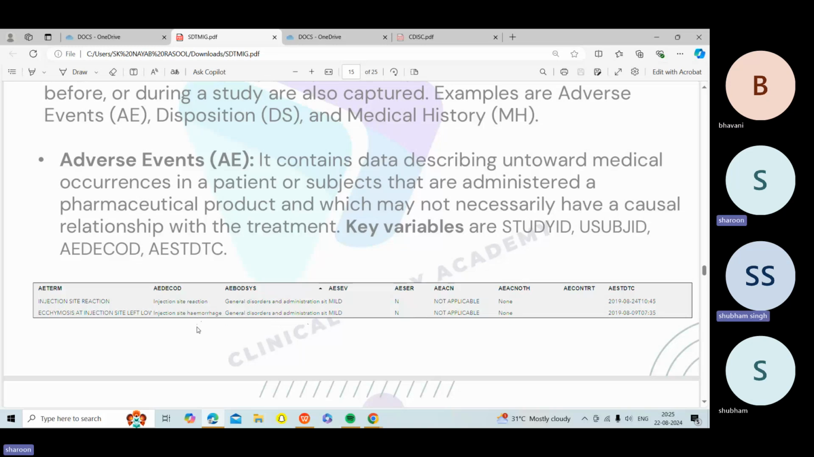So what happened, or due to what the event occurred, this will be recorded. And what is the severity of the event? Mild. And what was the start date of the event? The last variable is mentioned, AE STDTC. This is how we are gathering all the data in different data sets. Go down.